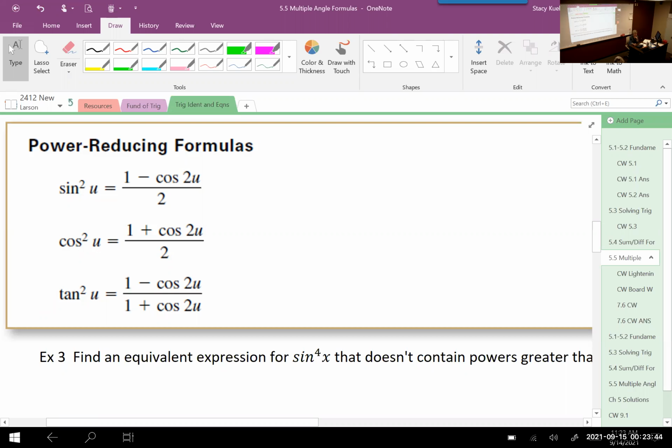Y'all got all of those written down? Yes. Yeah, everybody got them written down? Shake your heads. Everybody shake your heads.